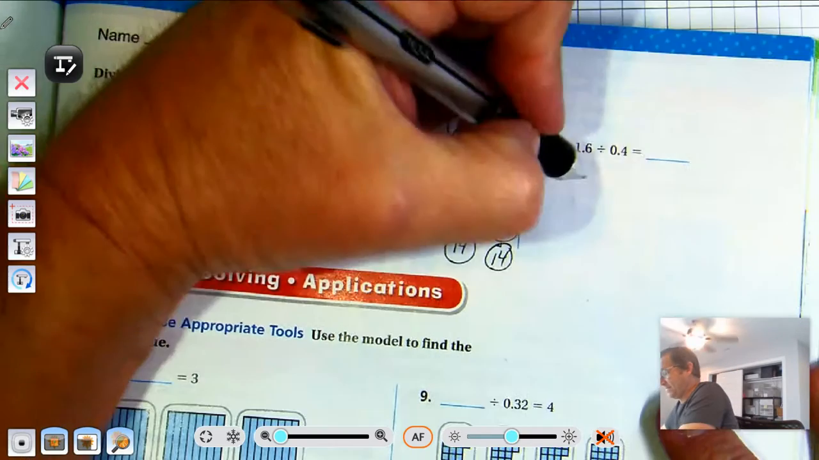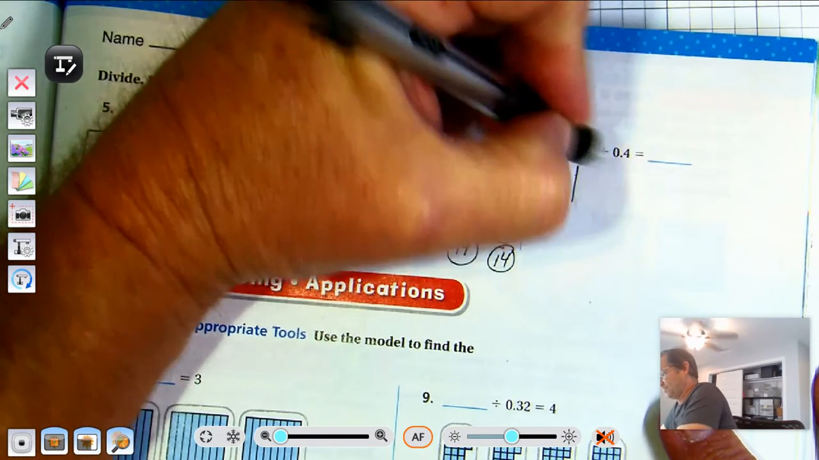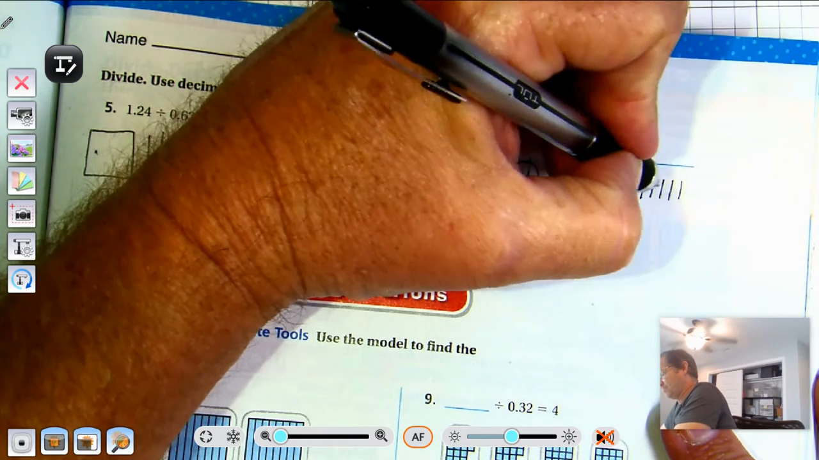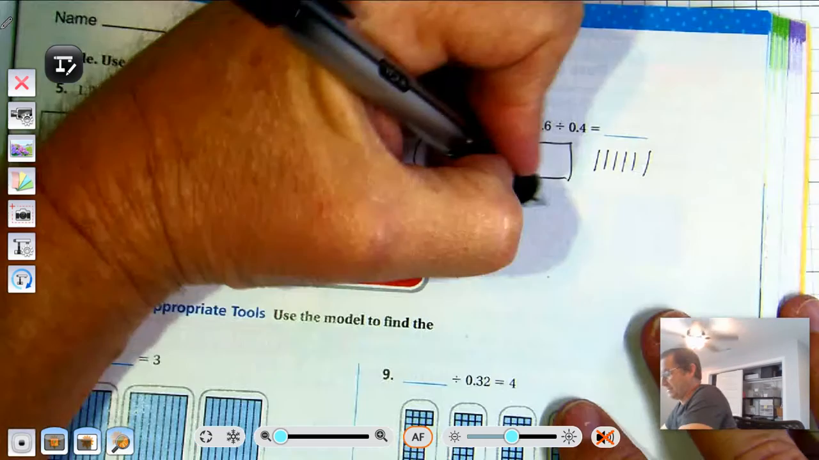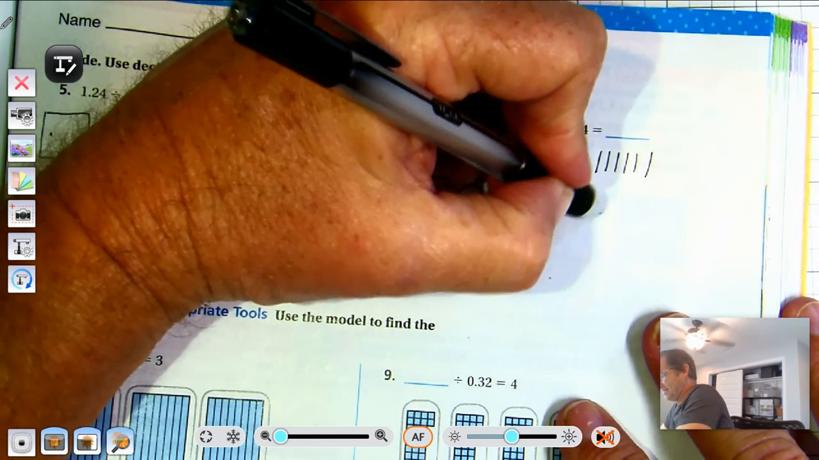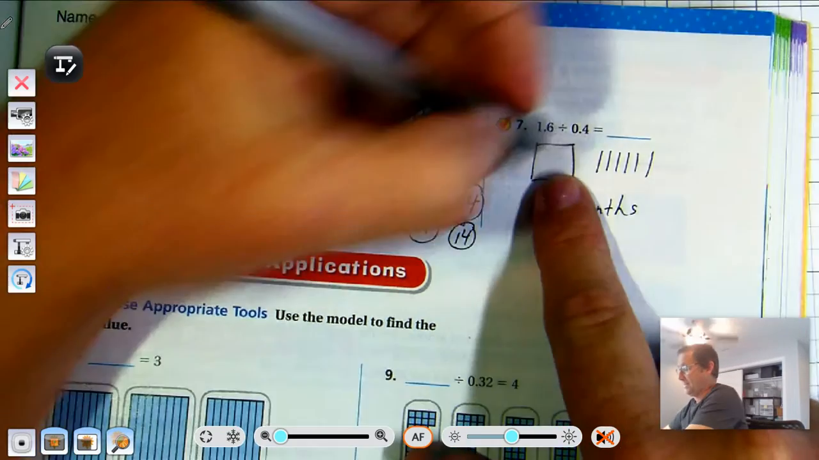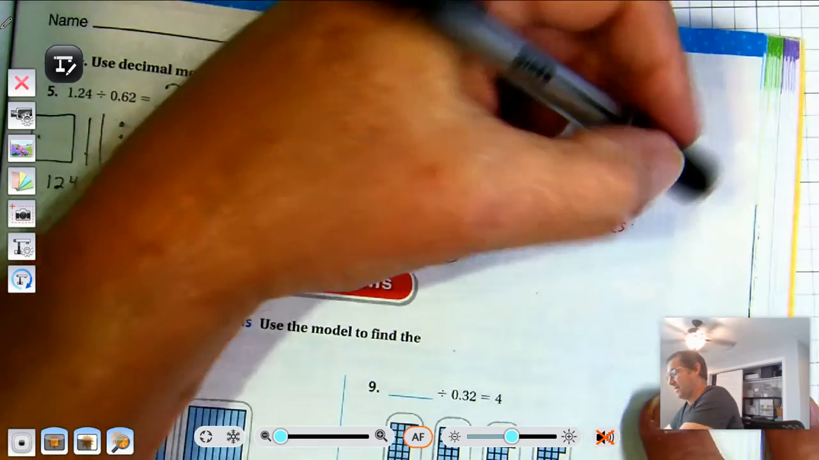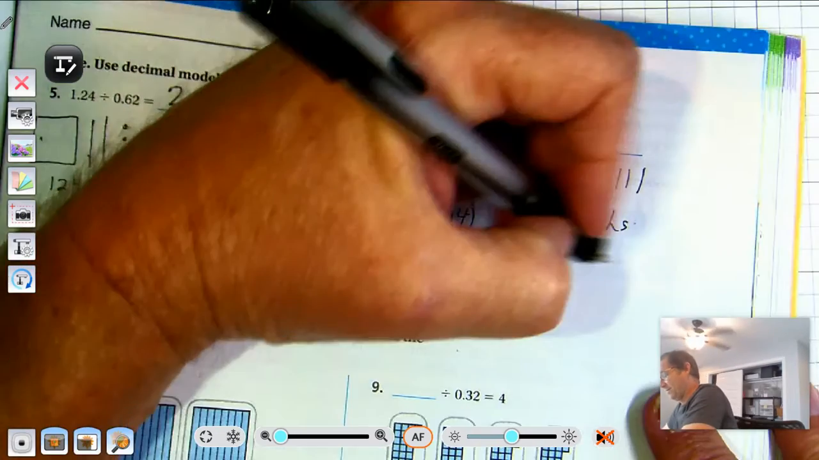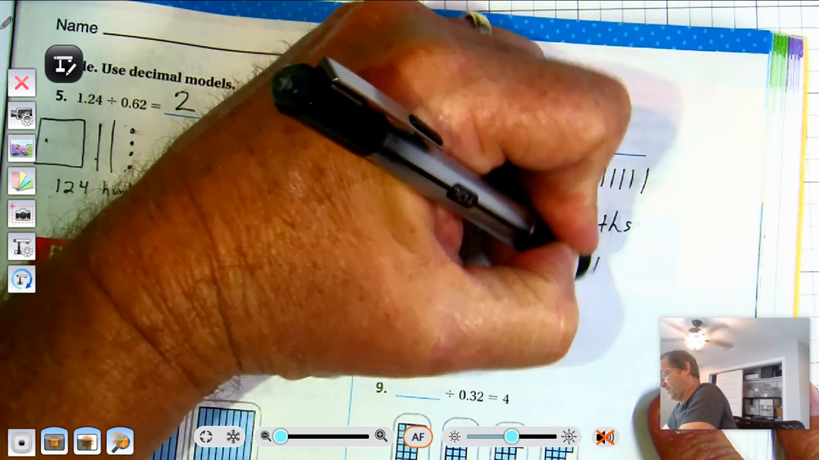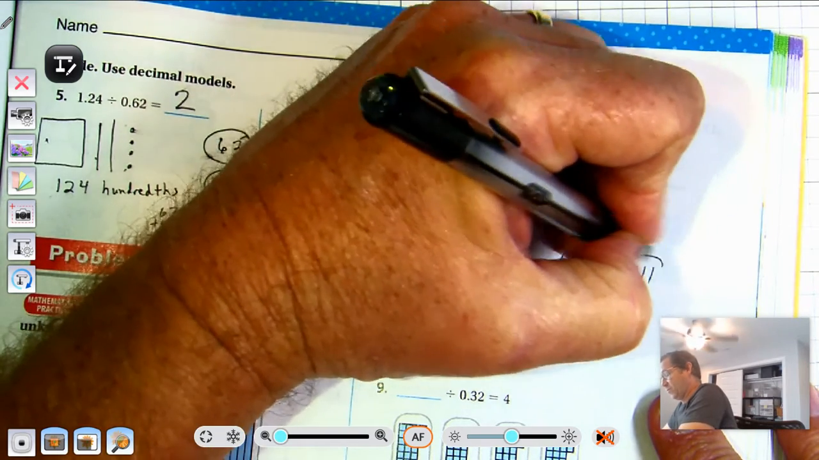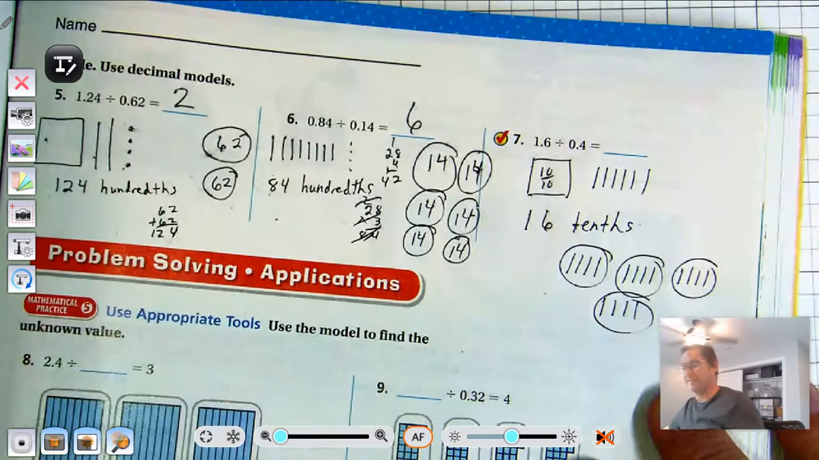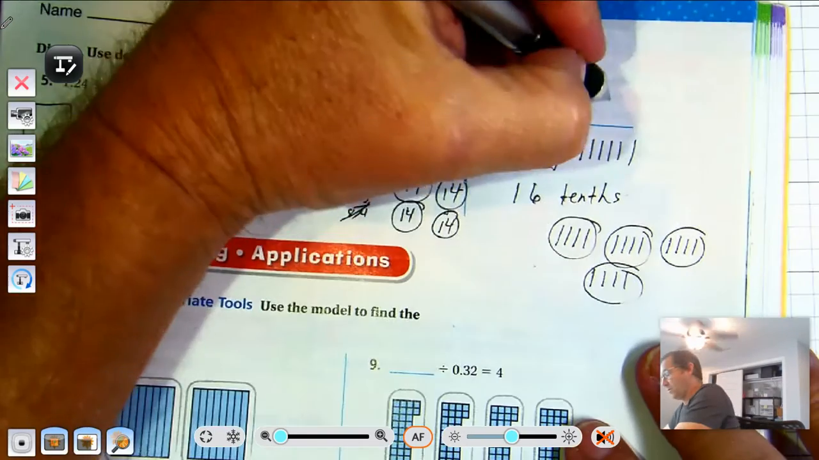1 and 6/10 is basically the same as saying 16/10. There's 10/10 here plus the 6/10 here, so 16/10. And we got to put them in groups of 4/10. So 1, 2, 3, 4/10. 1, 2, 3, 4/10. That's 8/10. 12/10. 16/10. So 4 groups.